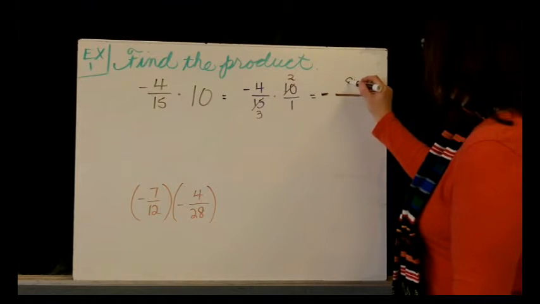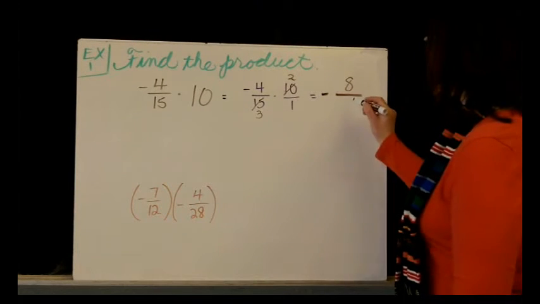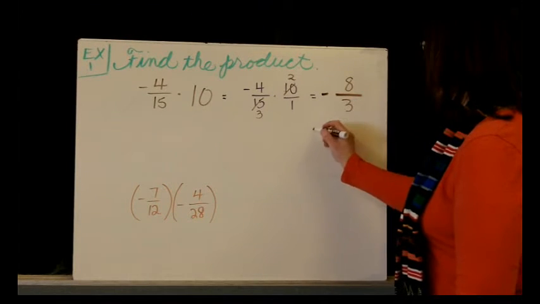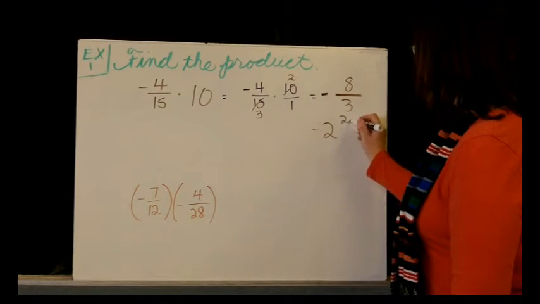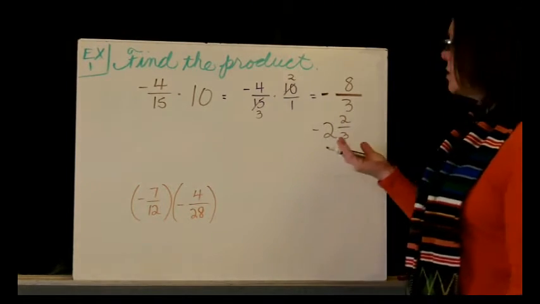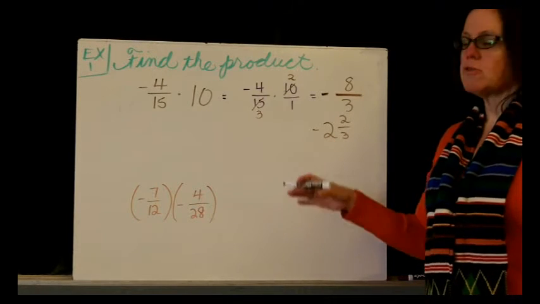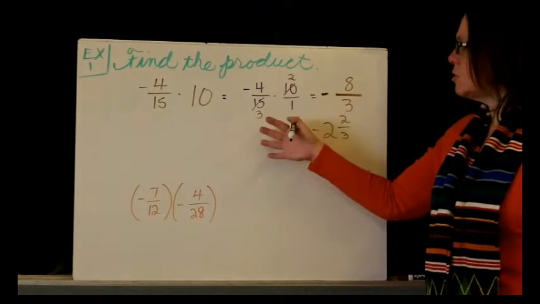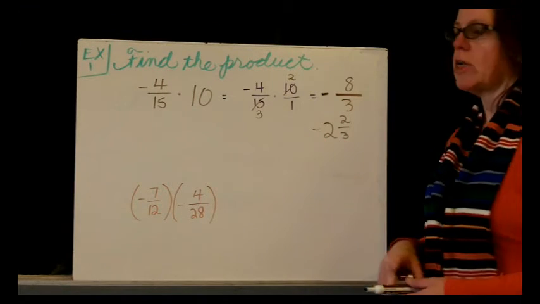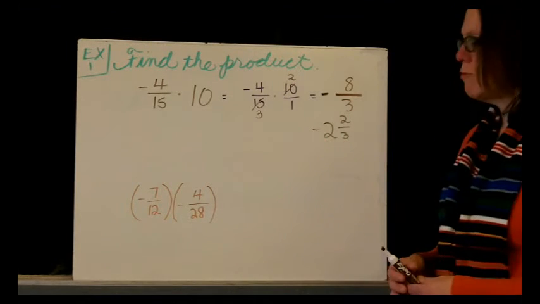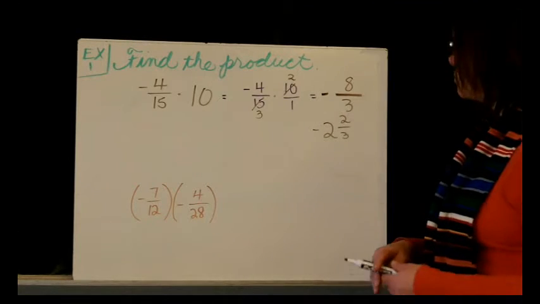4 times 2 is 8. 3 times 1 is 3. This becomes 3 goes into 8 twice, with 2/3 left over. So you can see we get to the same answer. It's just for me, I like this because when you do your simplifying beforehand, there's less fuss when you are getting your final answer. But it doesn't matter. Use whichever one resonates better with you.